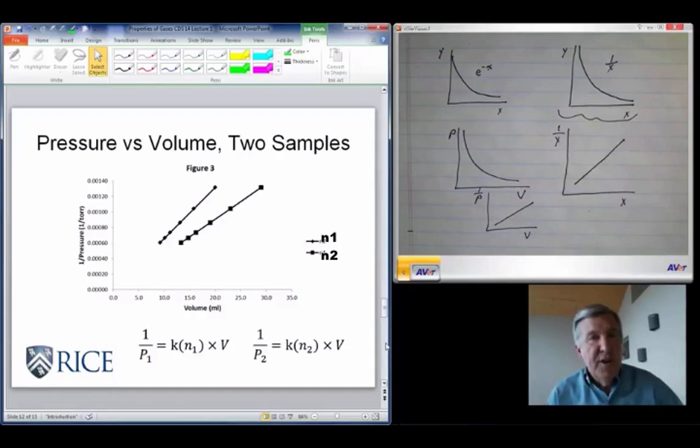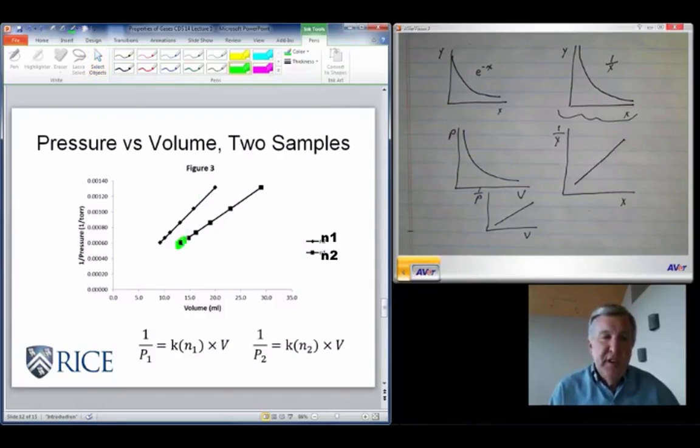According to Avogadro's hypothesis that we studied last semester, if we have two samples of gas at the same temperature and pressure, one with a larger volume than the other, the number of moles, or the number of particles of gas trapped, is proportional to the volume. So by increasing the volume, we've increased the number of moles of gas which are present. So in these two samples here, we have two different amounts of gas, N1 and N2, and N2 is larger than N1. What do we observe?